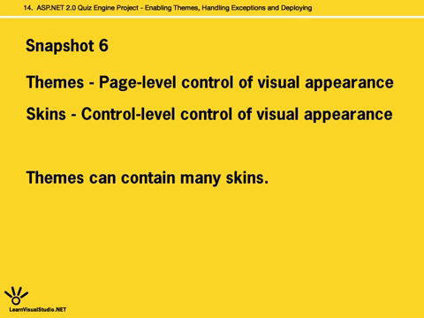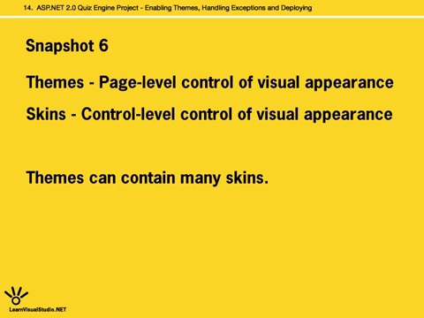In this video, we'll finish up our ASP.NET 2.0 Quiz Engine project, and we're going to start with Snapshot 6, where we talk about adding themes and skins to our project. In Snapshot 7, we'll refine this functionality so that our users can select their preferred theme for our site and have their preferences saved for future visits.